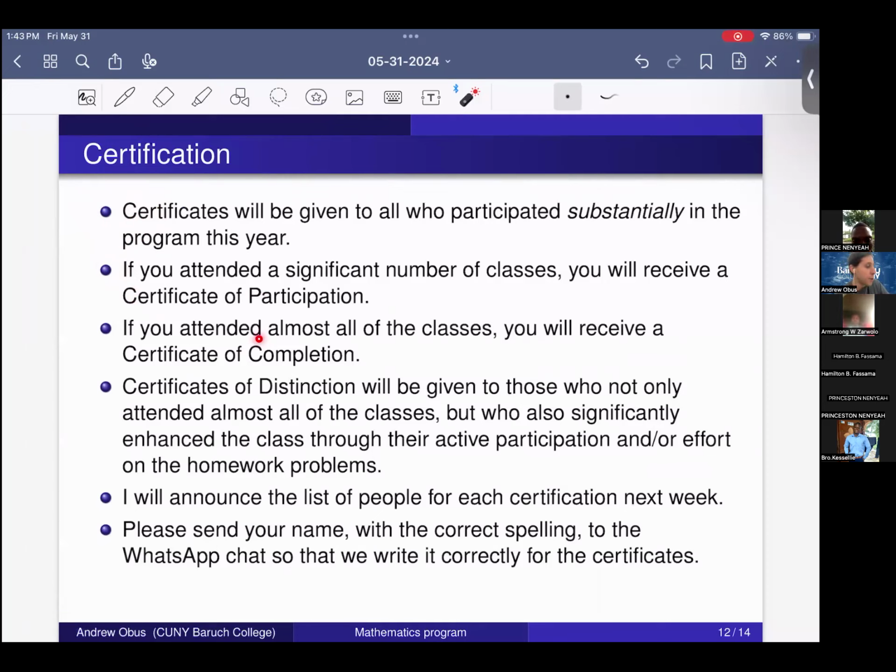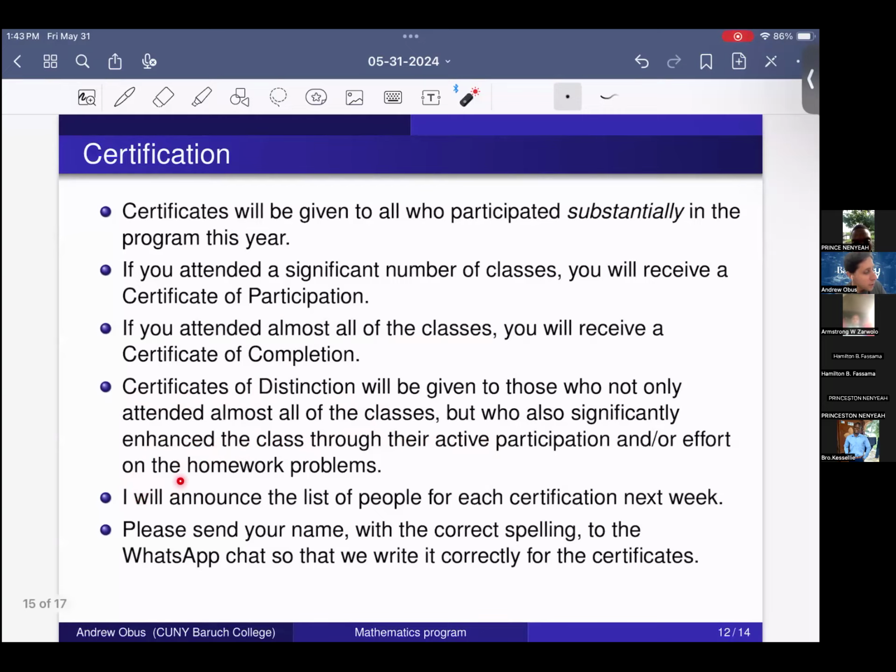If you attended almost all of the classes, maybe the data wasn't good one time or you were traveling, that's okay. Then you'll receive a certificate of completion, and then certificates of distinction will be given to those who not only attended almost all of the classes, but who also significantly enhanced the class through their active participation and or effort on homework problems. So there will be a few certificates of distinction.